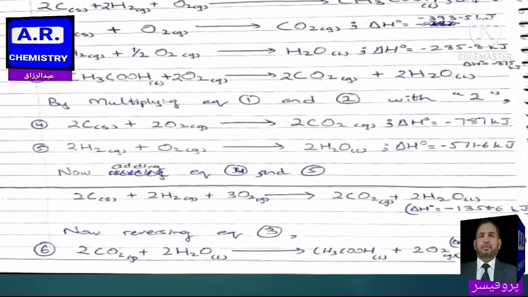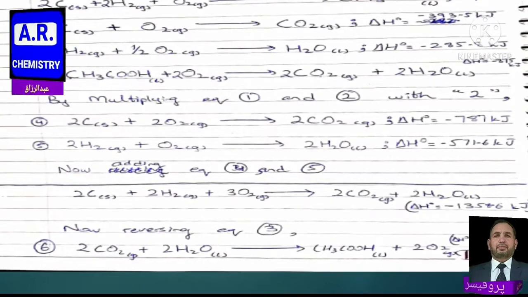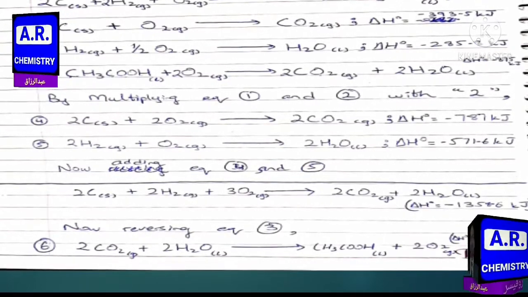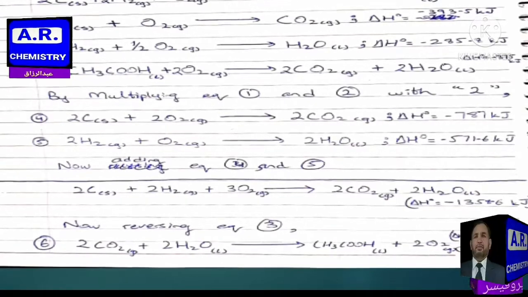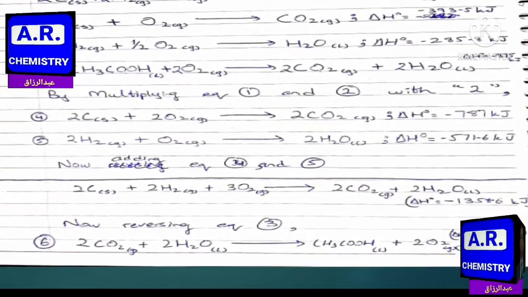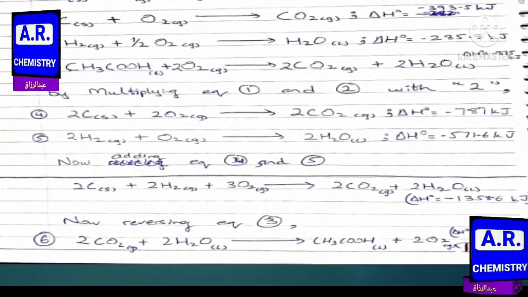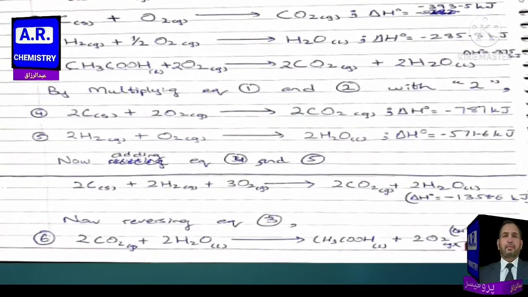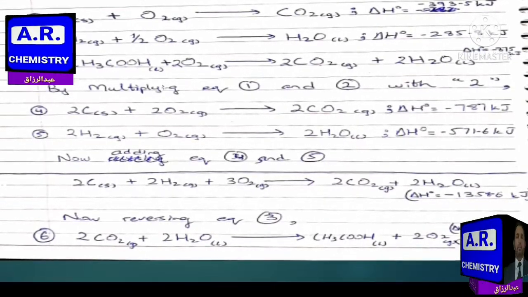Next, you find that in the equation of acetic acid, there are 2 moles of carbon dioxide and 2 moles of water on the product side, and you do not have such species, such entities, in your target equation. So you are to cancel out these carbon dioxides and waters.